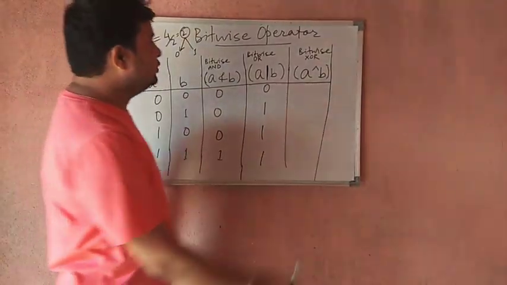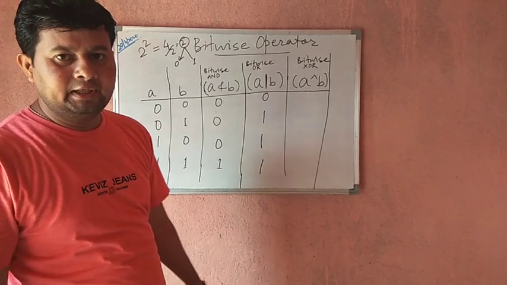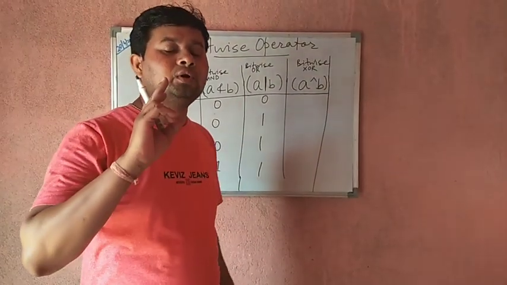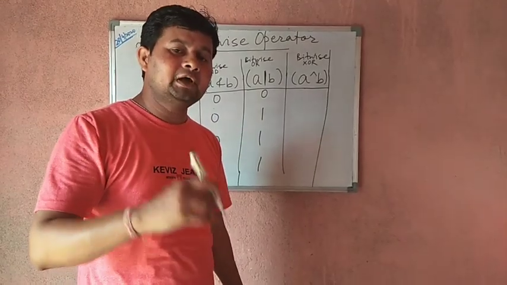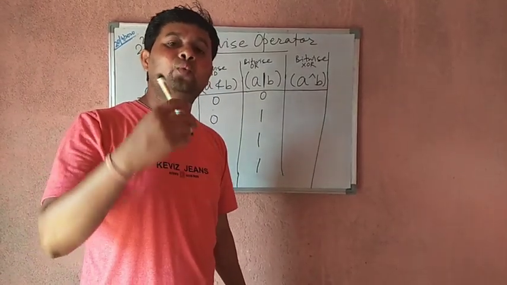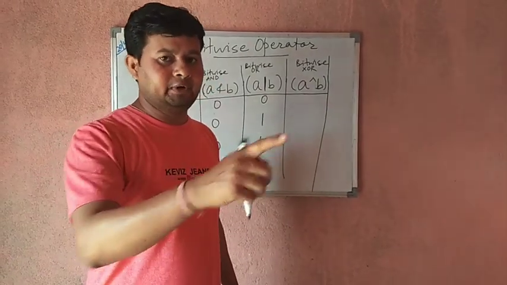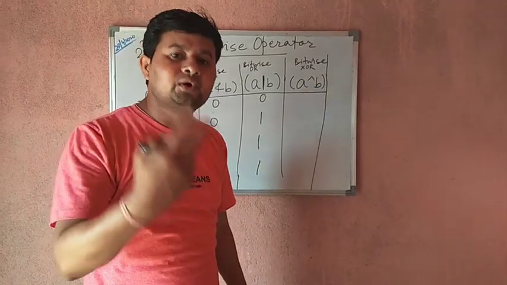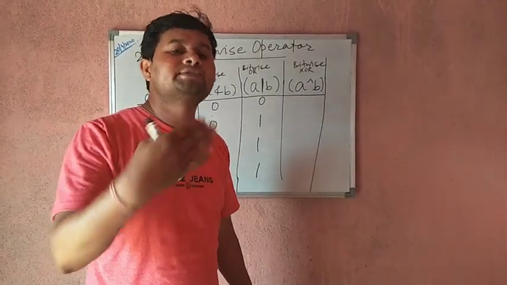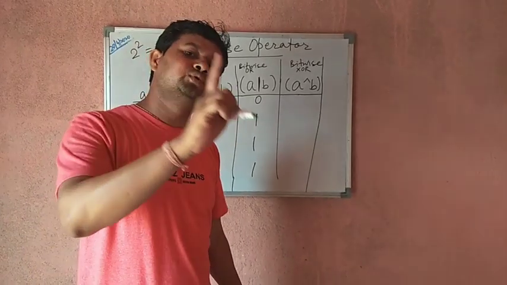Now the next one is bitwise XOR. This is new for you. Its rule is we will count the inputs which are 1. If those ones are even in number, even in number means either 2 or 4 or 6 or 8, like that, in that case it will produce 0.